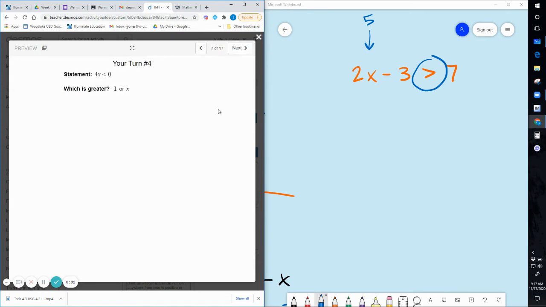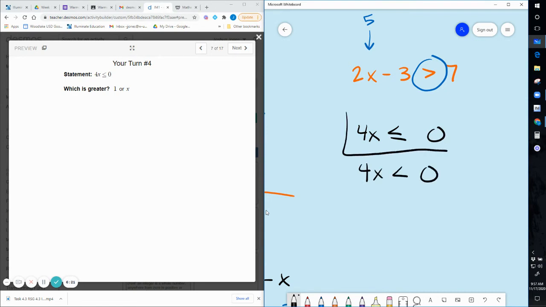And then same thing again here, 1 or x. So for this statement, plug in 1 and see if it's true or not. This one's a little bit different. So what does it mean if I have an equal sign underneath? How is this symbol different than this symbol, right?